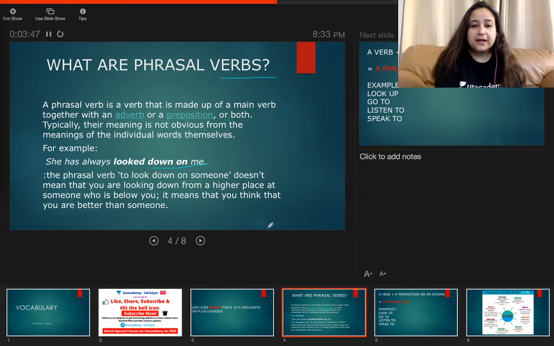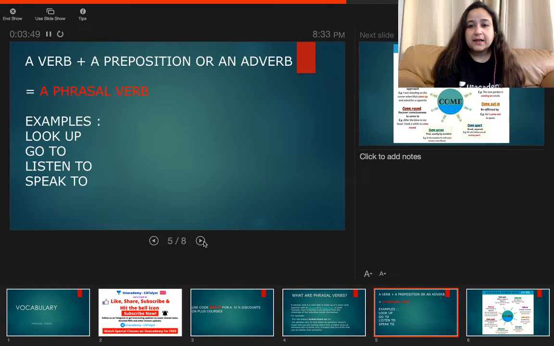All right, so let us look at some more examples. Now here, if you look at the example with look, we were talking about look down. Now look up, look down is to think of somebody in a bad manner, whereas look up is to respect somebody. So to idolize somebody is to look up to that person. Then with go you can have go in, go out, go around, go under, go over, and many more things. Go to the market, go to the mall, etc.